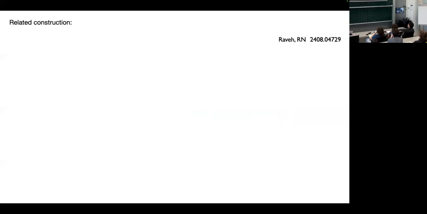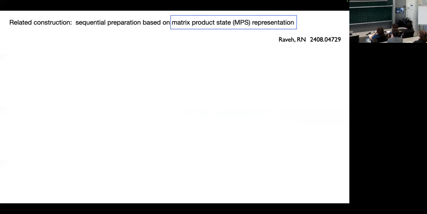Okay. I should say that I'd like to advertise another related construction that we recently found, which is sequential preparation based on the matrix product state representation of Dicke states. There's a notion that this is a minimal algorithm to obtain the states by some measure. It's not, no. In fact, I'll comment on that in a minute. It's efficient, but it's not the most efficient.